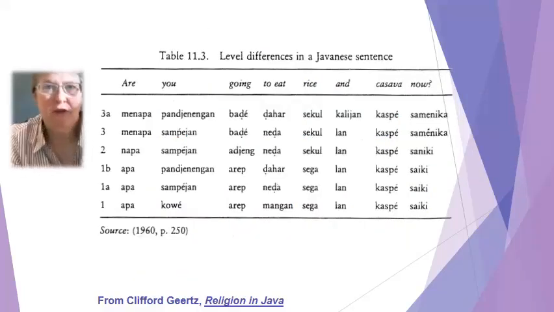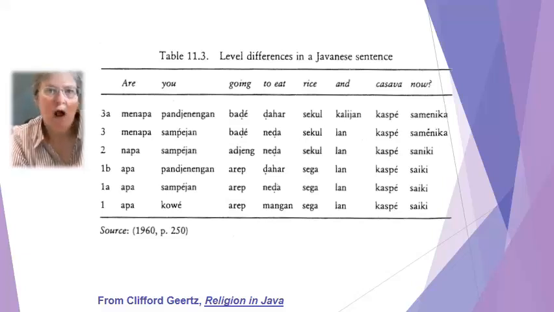Here's an example then from Clifford Geertz's book called Religion in Java, where he looks not only at the culture in Java, and the religion, but also the language. So here he's looking at how people in Java might say the same sentence depending on their social level in society. Java has quite a mixture of some Hindu people, some Islamic peoples, and some indigenous native peoples. And they each speak different dialects of Javanese.